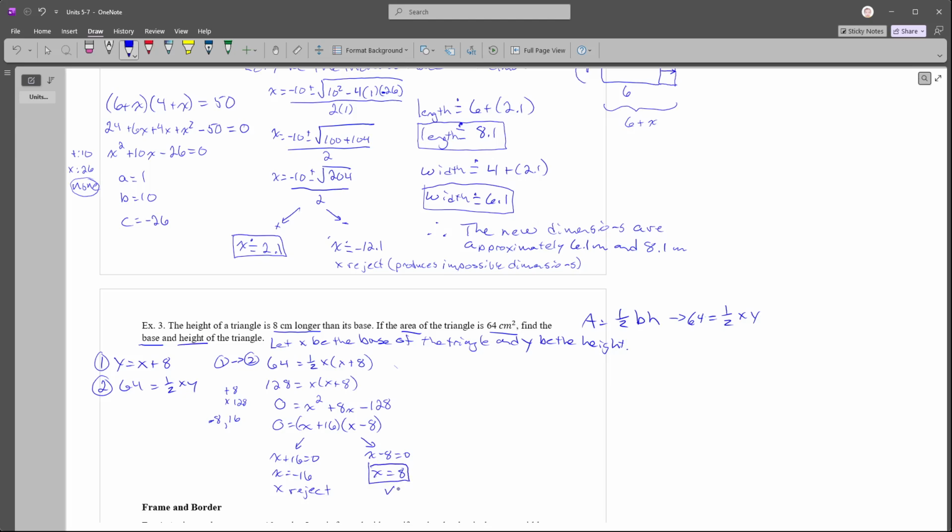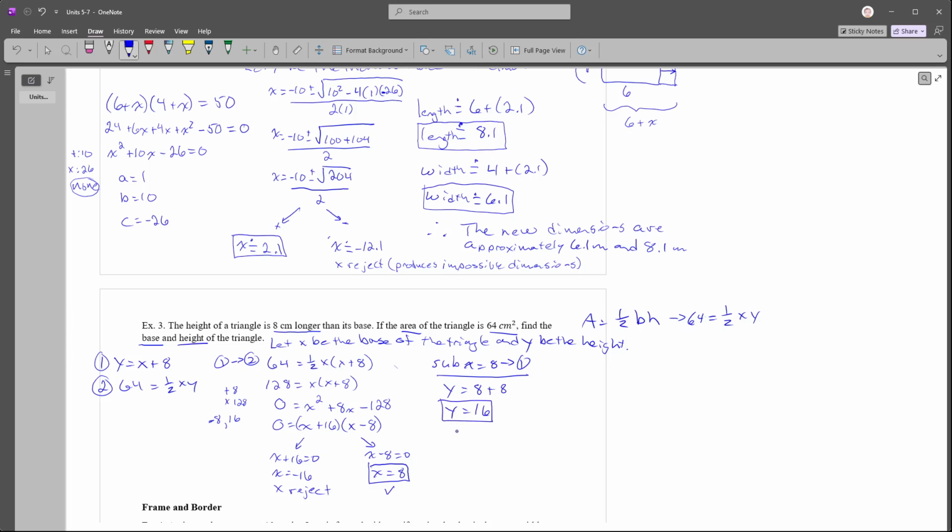Okay, so now that we know our base, we need to find our height. Well, over here, equation number 1 is the calculation for our height. So we're going to sub x is equal to 8 into equation 1. Alrighty, so that means that we have y is equal to 8 plus 8. So y is equal to 16. Well, there's our dimensions then.